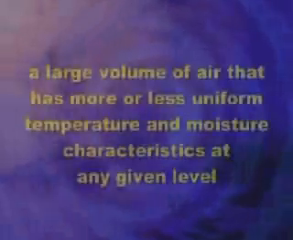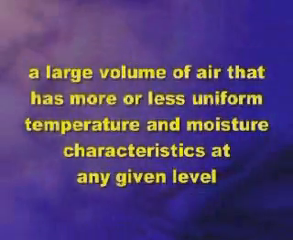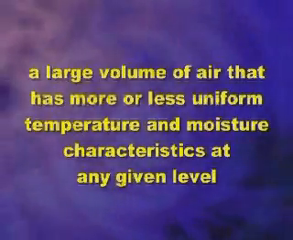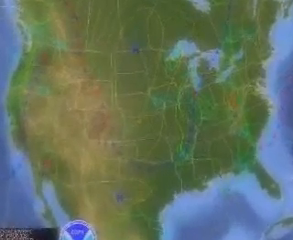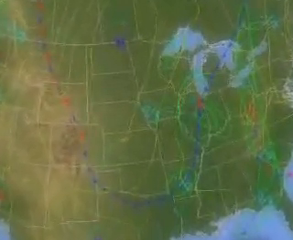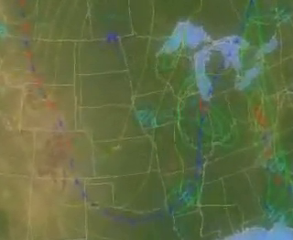As a meteorologist, I like to look at the big picture first, and then narrow down to the local scale and issues. The biggest features that we are concerned with would be frontal boundaries between the air masses. What's an air mass? Simply, a large volume of air that has more or less uniform temperature and moisture characteristics at any given level. On a weather map, we would recognize these as areas of high pressure. Fronts are simply the transition zones from one air mass to another.